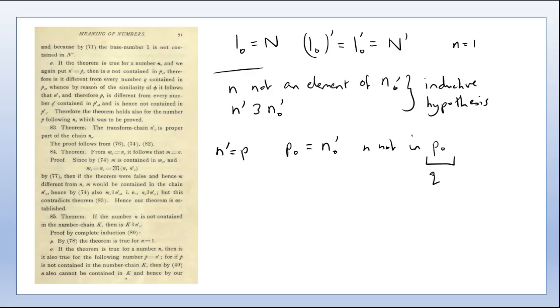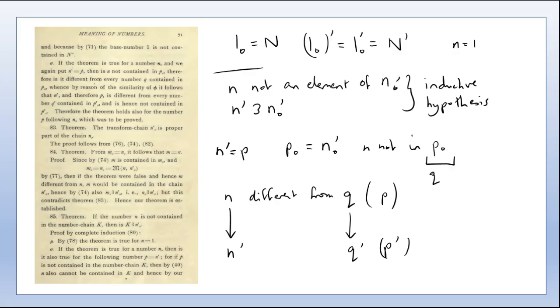Whence by reason of the similarity of phi, it follows that n primed and therefore p is different from every number q primed. Okay, so if we've got n is different from q, q being in the chain of p naught, and it may be the case, by the way, that q is equal to p. Okay, so I'll just put p as a little aside because this is one of the possible possibilities for q. So we apply the transformation phi to all of these, n primed, q primed, and in particular p primed.